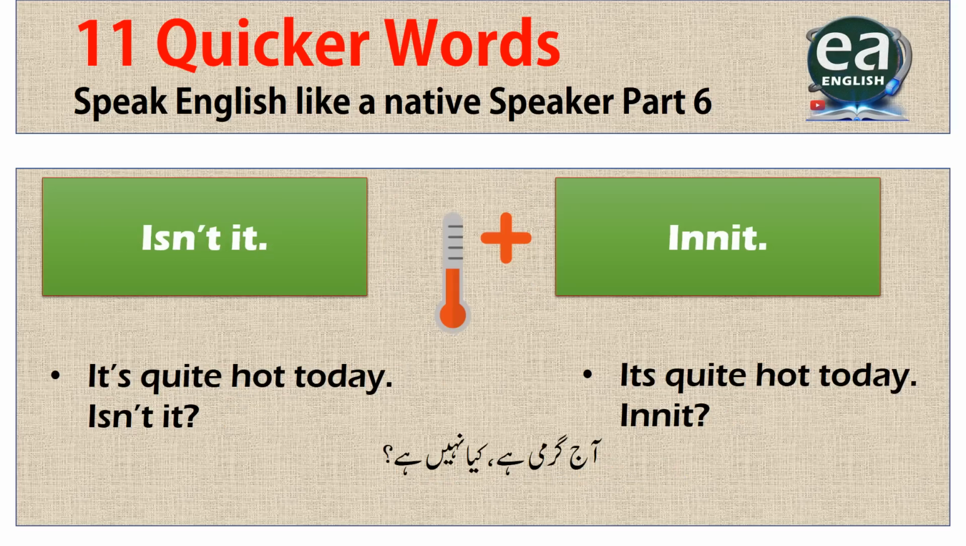That's all right. The next one is isn't it. For example, tum bahut khoobsurat ho, kya nahi ho? मैं तुमसे बहुत प्यार करता हूँ, क्या नहीं करता. Similarly, in English, people also have feelings. They can also say हाँ या ना.